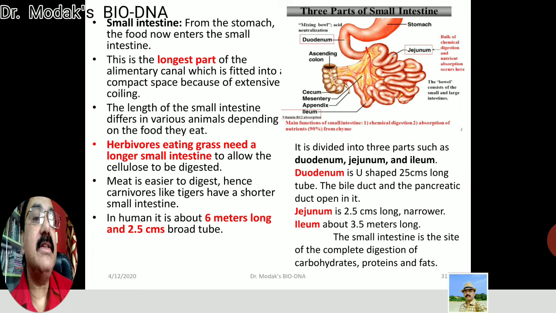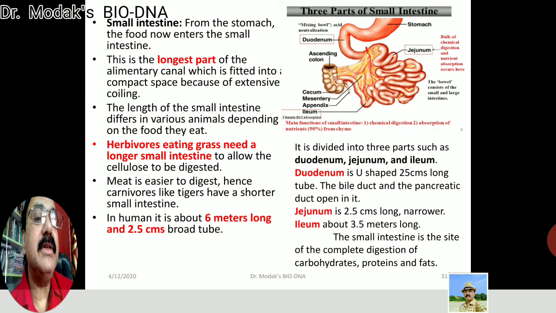This small intestine, as you please see in the figure, joining to the stomach there is a small tube we call the duodenum. Then the longer middle part is called the jejunum, and the terminal most part which joins with the large intestine is called the ileum. Duodenum is a U-shaped tube about 25 centimeters long. The bile duct and the pancreatic duct open in the duodenum. So bile, which is a juice coming from the liver, and the pancreatic juices containing various enzymes are being poured in the duodenum, and in fact from the duodenum the digestion begins.